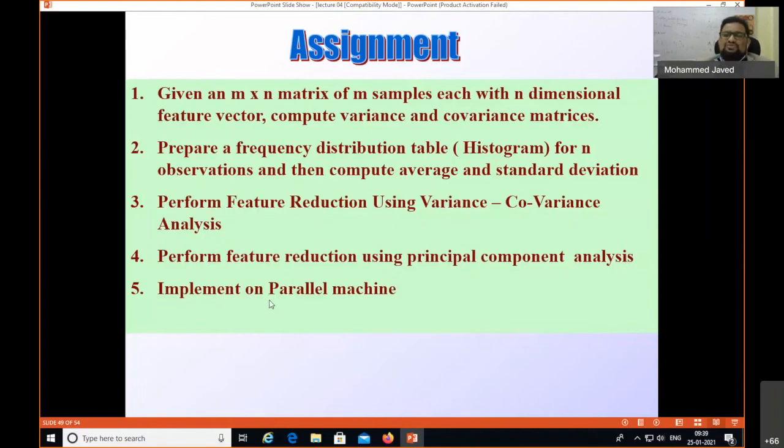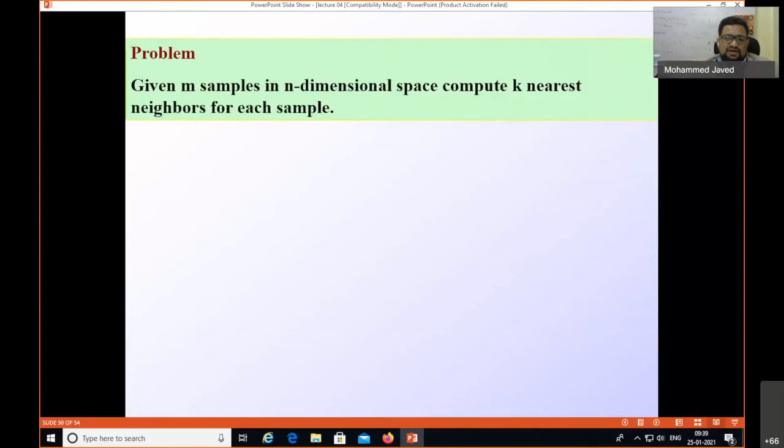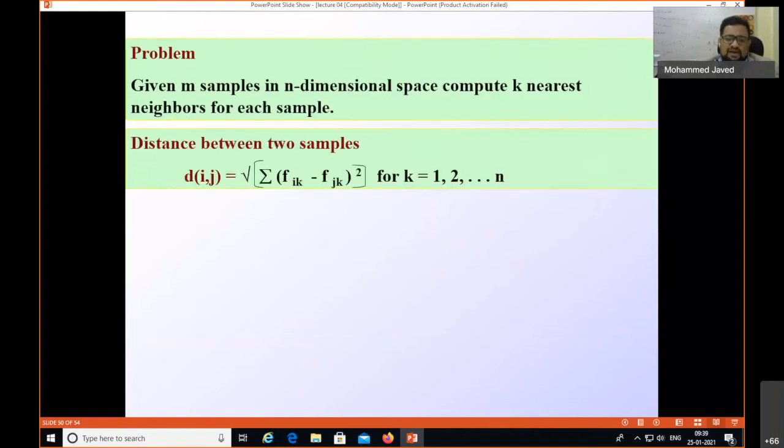Implement it in parallel. These are some of the advanced problems you can take to design and analyze algorithms. Now we will see one such algorithm. Given m samples, there are m samples in n-dimensional space, meaning each sample has n features. Here we compute the k nearest neighbors.